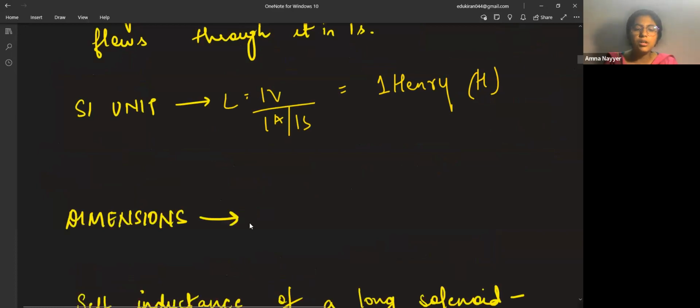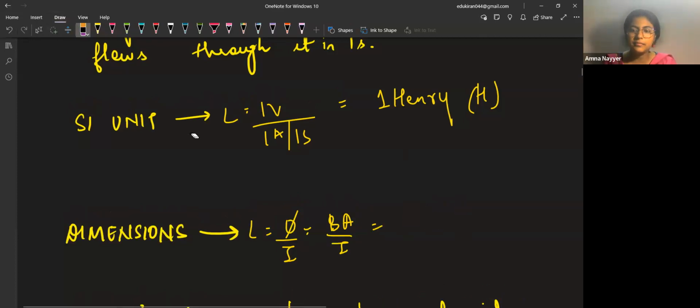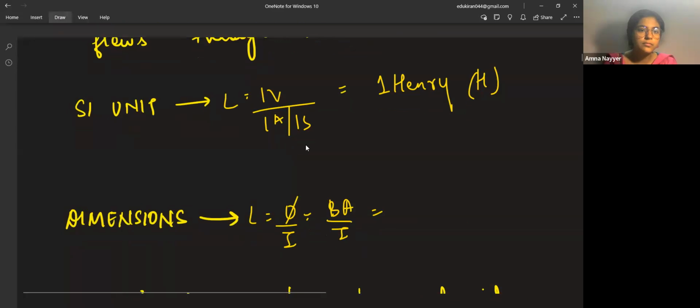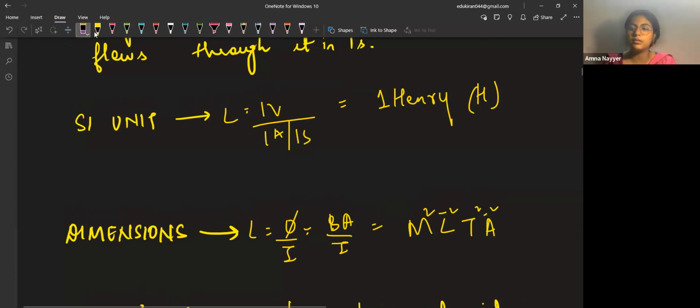And for dimensions, see, L is equal to phi divided by I. And flux is BA cos theta. So the dimensions, M L T and A: M L squared T to the power minus 2 A to the power minus 2.